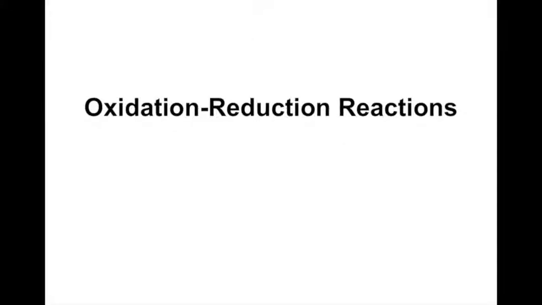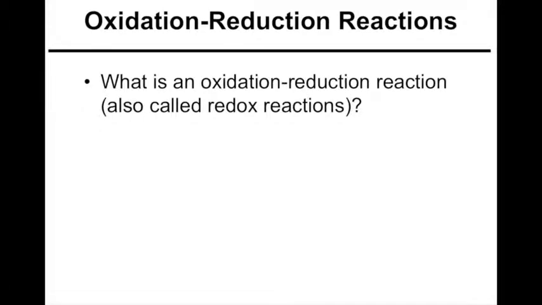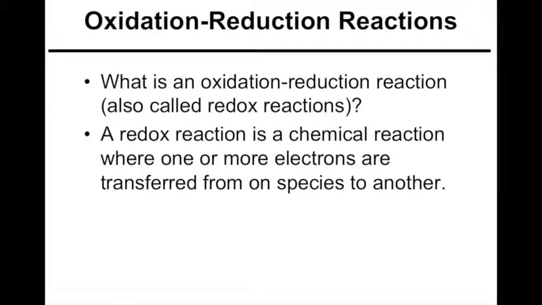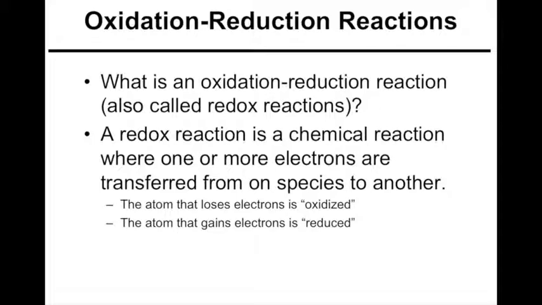In this video, we're going to look at oxidation-reduction reactions. So what is an oxidation-reduction reaction? Well, these are also called redox reactions for short. A redox reaction is a chemical reaction that involves the transfer of one or more electrons from one atom to another. The atom that loses electrons we say is oxidized. The atom that gains electrons we say is reduced.